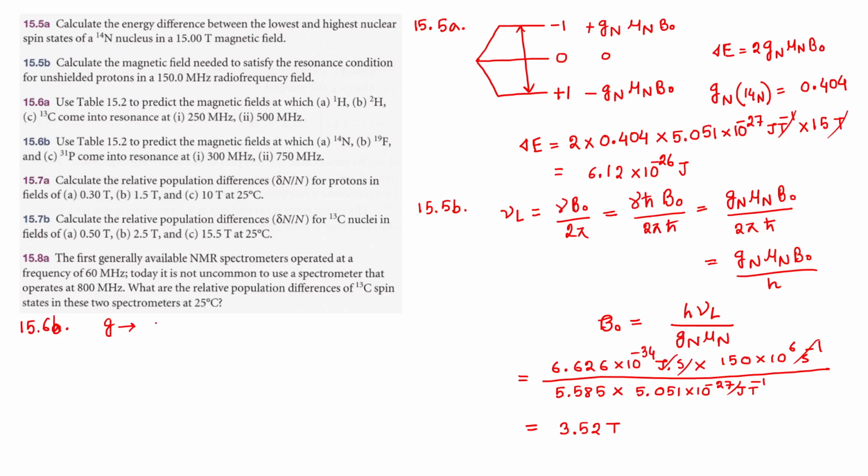G value is 0.404 for 14N, 5.255 for 19F, for 13C, 31P it is 2.261. Okay. Now for I.